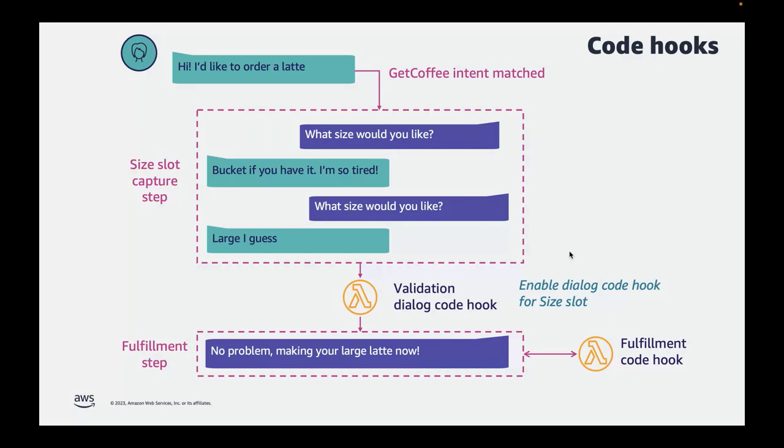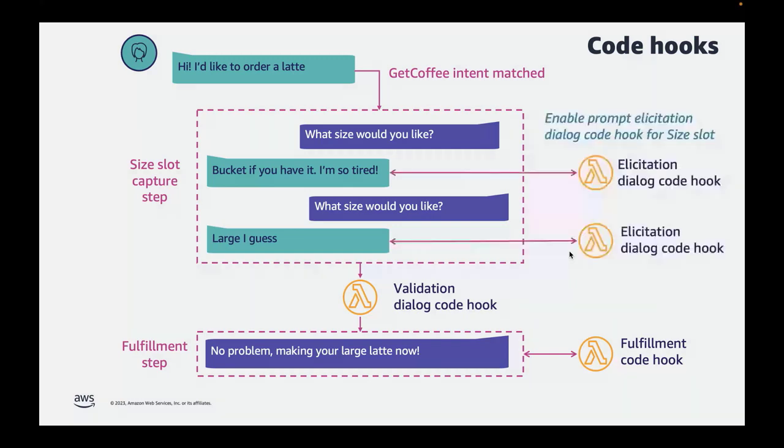So if we wanted to get insight into every step, we would need to also turn on our elicitation code hook. And then we would call out to the Lambda for each step of what the customer said. Now, you may be looking at this and saying, well, for that successful value at the end, the large, we called the elicitation dialog code hook and the validation code hook. So do we really need them both? Well, the answer to that is, as always, it depends.